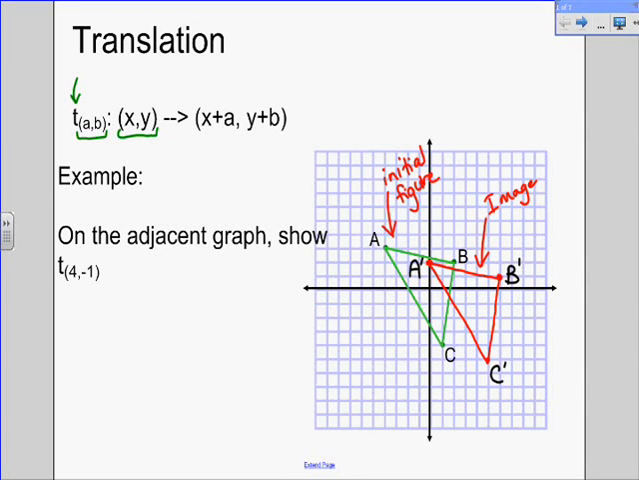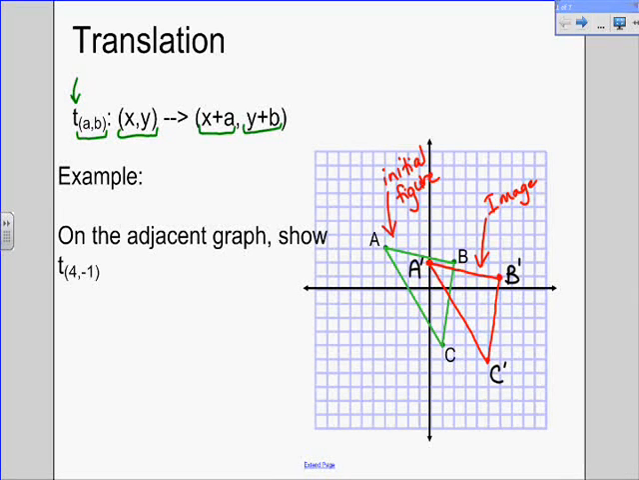How does it get moved? So we have our original value of x plus A, and we have our original value of y plus B. And that will give us a new point, a new x and a new y. So on our adjacent graph, it says to show the translation of A being 4 and B being -1. So if my initial figure is A, B, and C, I've moved over 4 and down 1 to find A prime. I've moved over 4 and down 1 to find B prime, and over 4 and down 1 from C to find C prime. And that's what a translation is.